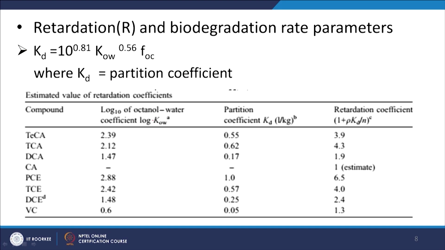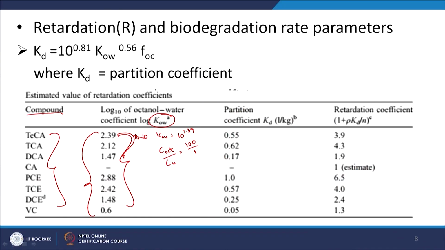Now let's see what we have for different source compounds. We have different log KOW values. Keep in mind that these are log KOW values. Why is that? Because a log KOW of 2.39 means the KOW value is 10 to the power of 2.39, or greater than 100. What does that mean? The concentration of the compound in octanol divided by its concentration in water is something like or greater than 100 to 1. The compound is strongly hydrophobic. You can see that here for almost all of these compounds.